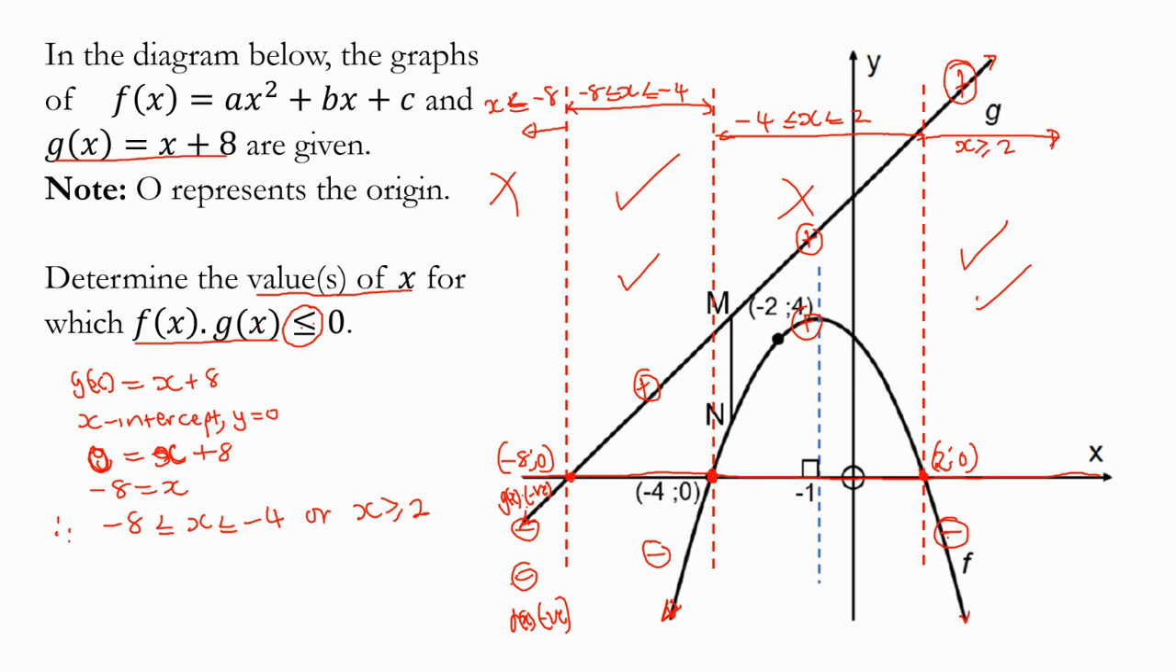Or you can write it like this: x is an element of, these are included, so we use square brackets, the interval notation, from -8 to -4, and then we use the union, or most of the time, 2 included, and then up to infinity. You can write it like that. So that's what you're supposed to do there. We're going to meet in the next question.